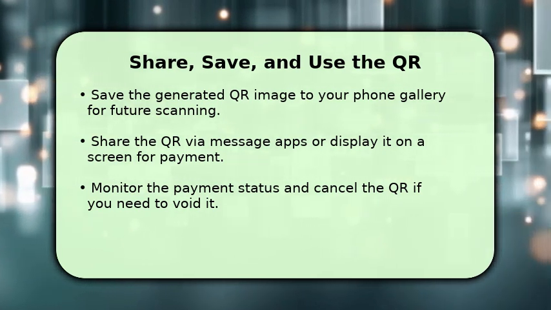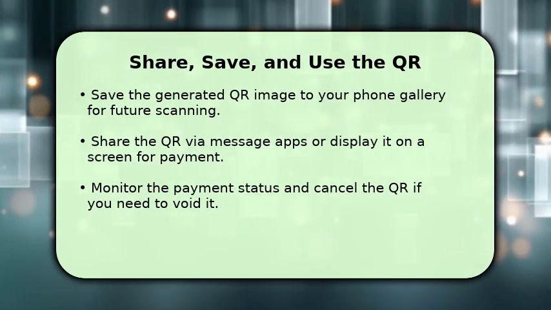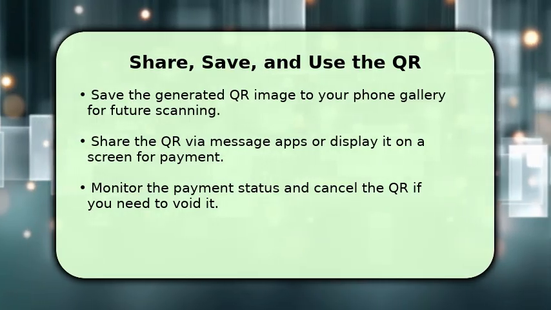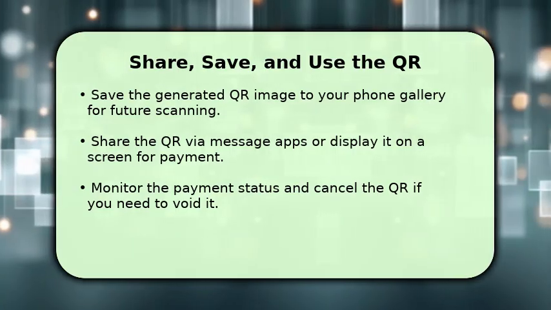Display the QR on any screen and ask the payer to scan it with their wallet app. Monitor the payment status in Junio to confirm receipt within minutes. If needed, cancel the QR to void payments and prevent further scans.